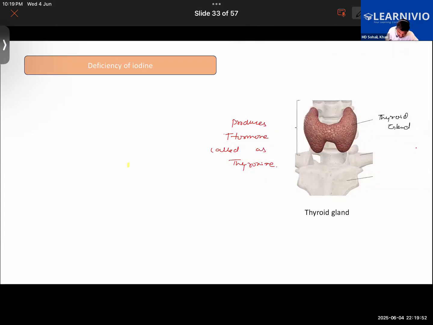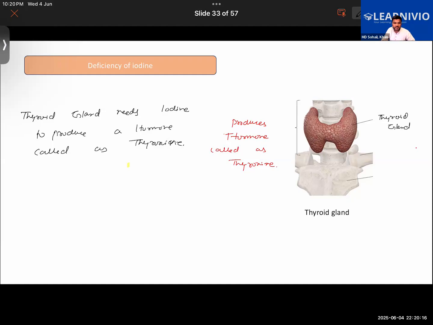What I'm saying is that the thyroid gland needs iodine to produce a hormone called thyroxine. Tell me if there's any confusion so far in the statement which I have written here. No, sir. Sorry, Salman, you are quiet. You are not saying anything. Yes or no? Salman, are you getting it or not? Are you even there in the class?